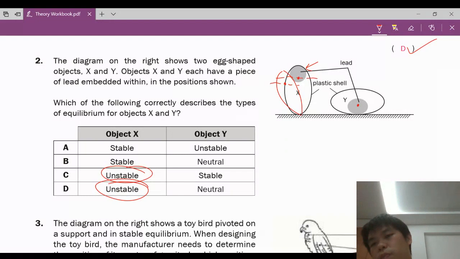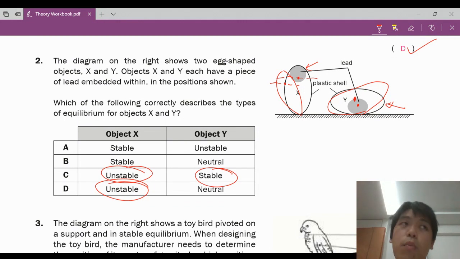Next one. If I give this a push, let's say I push it this way, what will happen? It will tilt like that. The center of gravity may rise up a bit. It's not very accurate, it may rise up a bit. Thereafter, it will come back down again. Then it is stable. Okay.